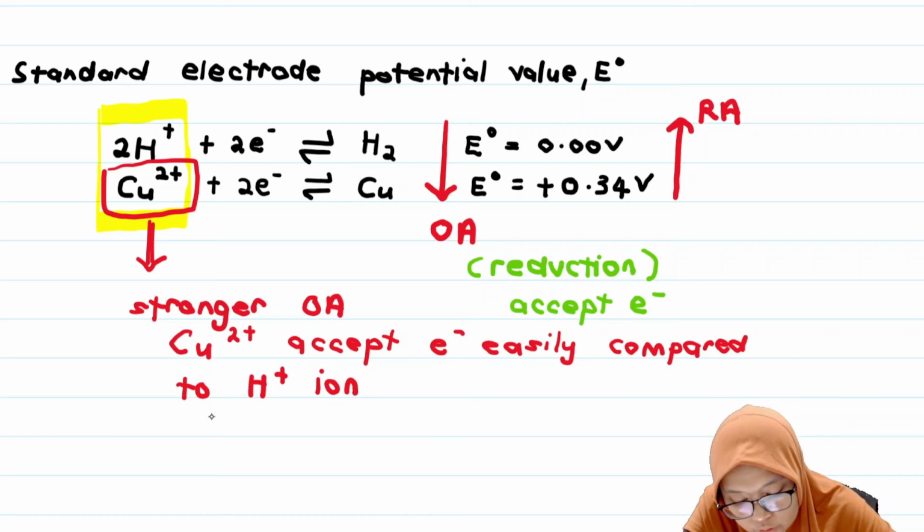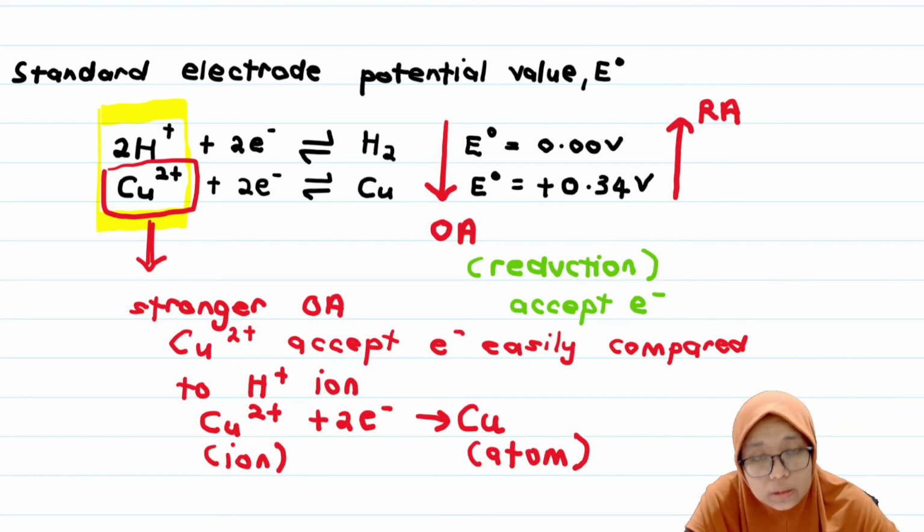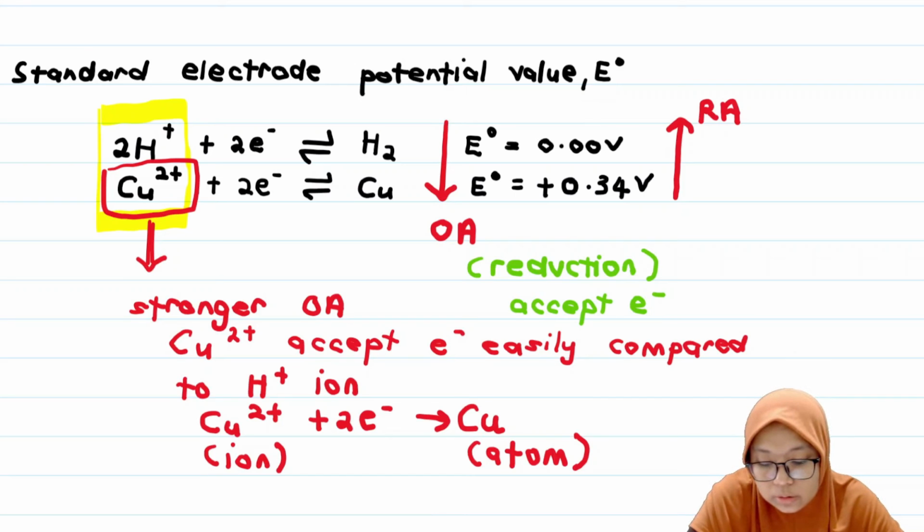So the half equation for copper 2 plus ion here is Cu2+ + 2e- → Cu, to form copper atom. So it will change from ion to copper atom. This is why inside the cell just now, it's not the hydrogen that accepts the electron, it will be the copper 2 plus ion. It is because copper 2 plus ion is a stronger oxidizing agent and accepts the electron easily compared to hydrogen ion.